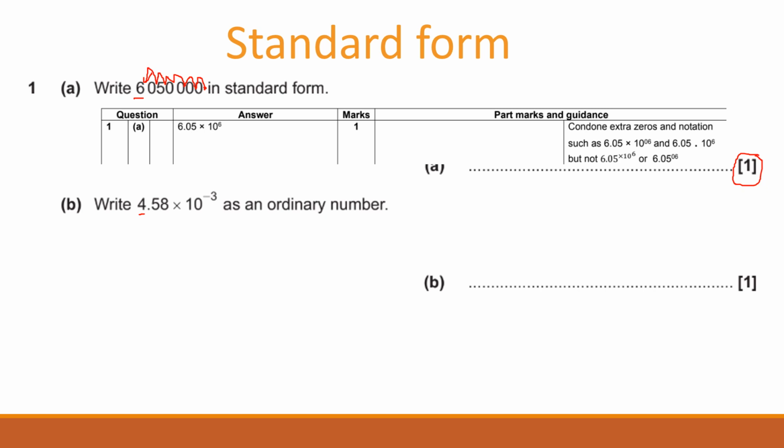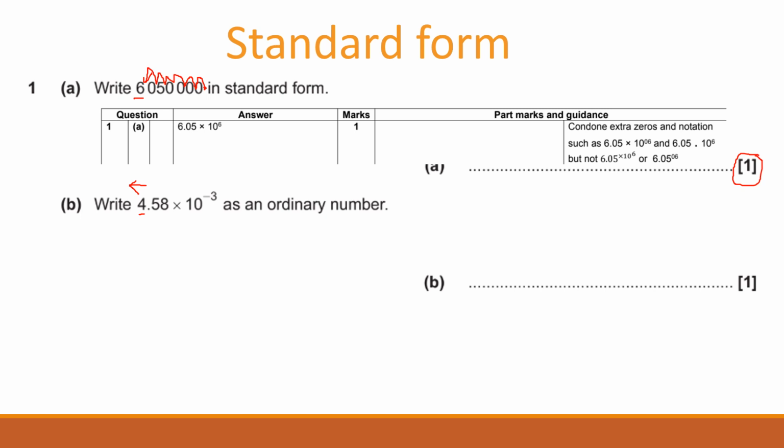Now in part B, we've got to write 4.58 times 10 to the negative 3 as an ordinary number. If I've got a positive power, like in part A, I get a large number, but if I've got a negative power, I end up with a small number. So the decimal point this time is going to move from the position between the 4 and the 5 towards the left. It's going to go left 3 places.